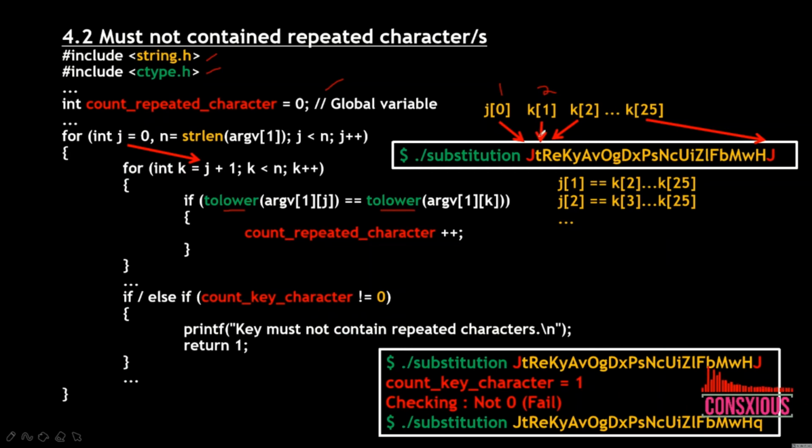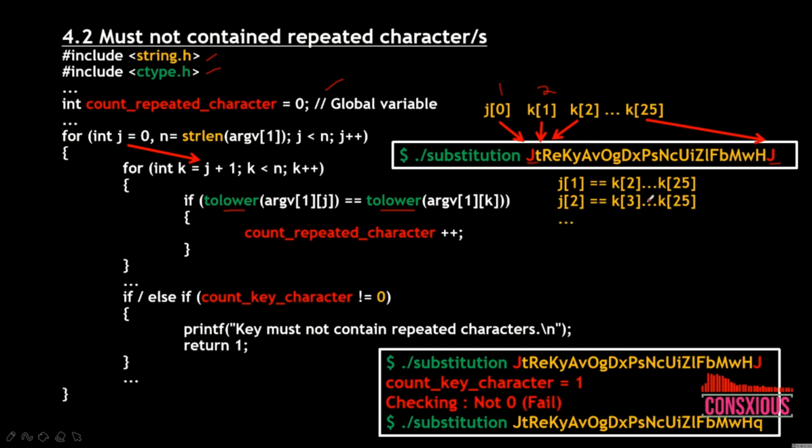Then we compare J with R, J with E, and so on until another J here. This is how we find another J duplication. When we complete K25, we go to the next J, which is equal to 1. So we start from T, and K is 2, starting from R: TR, TE, TK and so on. Then next J is 2, so R is compared with E, R compared with A, K, R compared with Y.